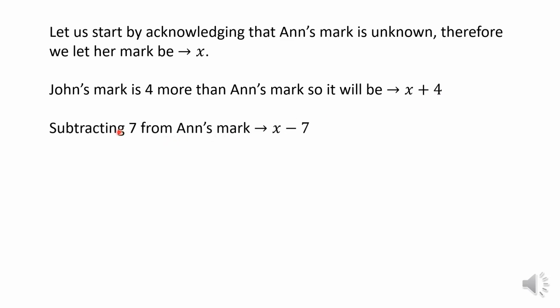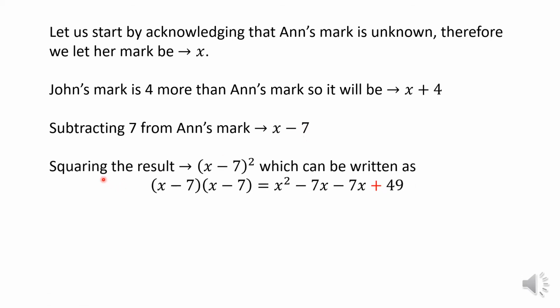Then the other part says subtracting 7 from Anne's mark. So I'm taking them part by part. That is X minus 7. Whatever Anne's mark is, I subtract 7. But remember I said there was another part of that question. It says we are supposed to square the result, which means that difference, we square it. Now, when we square it, I just clean it up a bit. It becomes X minus 7 all squared. That's how one reads that quantity. Basically, it means the same bracket multiplied by itself.